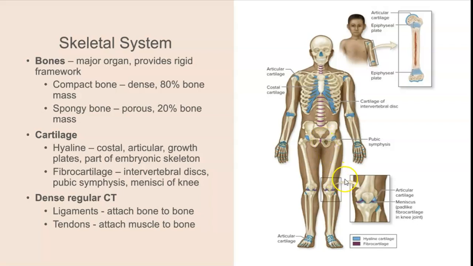And also we have, as you can see here in the knee joint, little fibrocartilaginous pads that form menisci. Singular is meniscus, and those help to absorb some of the force and compression in joints such as the knee joint. We have other connective tissues that are dense, regular connective tissues that make up the tendons and the ligaments. So your ligaments attach bone to bone, tendons attach muscle to bone.